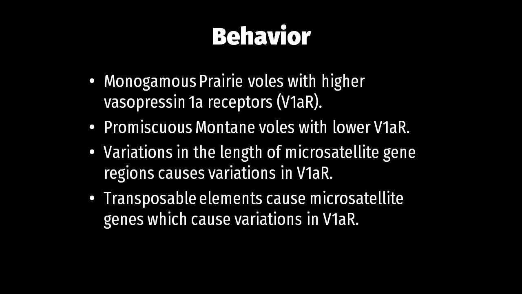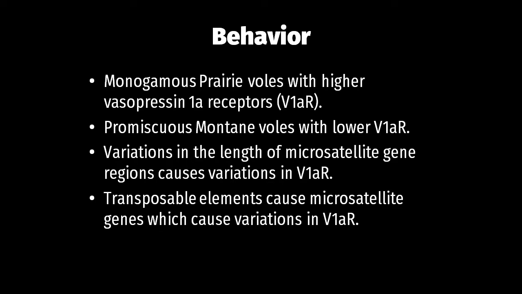Researchers wondered why the prairie voles mated with one partner for life and showed more interest in and care for offspring, while the montane voles didn't show the same pair bonding nor care. It was found that prairie voles have greater binding to vasopressin 1a receptors in the brain, while montane voles have less binding at these receptors.